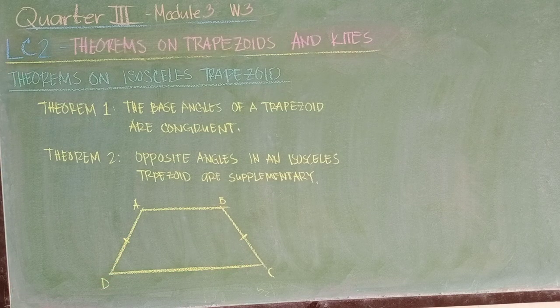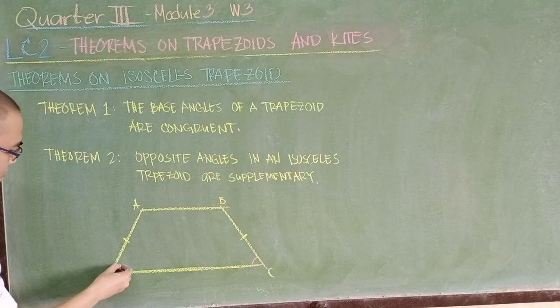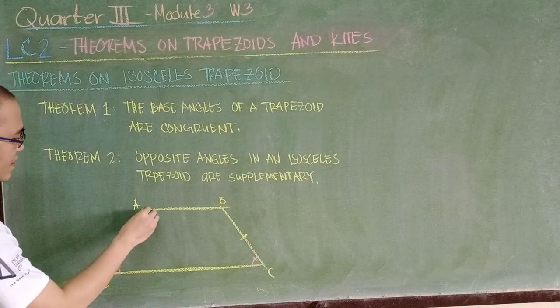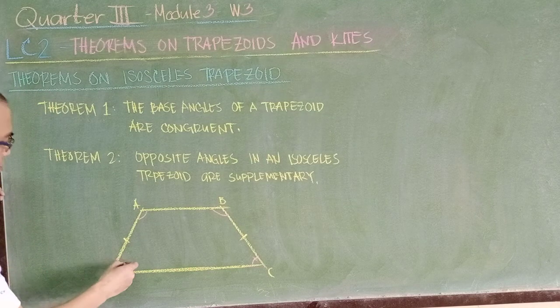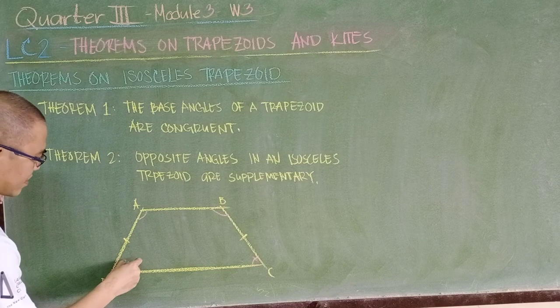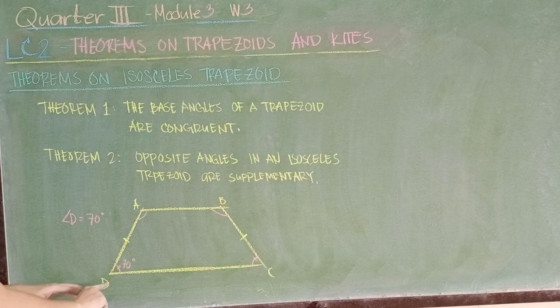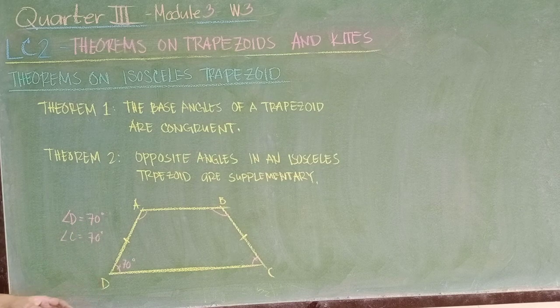Now, yung first theorem for isosceles trapezoid is the base angles of a trapezoid are congruent. So yung mga base angle, halimbawa yung lower base angle, yung angle D and angle C, para sila ng sukat. Yung angle A and angle B, congruent din or para sila ng sukat. So, for instance, angle D is 70 degrees. Yung angle C is also 70 degrees.